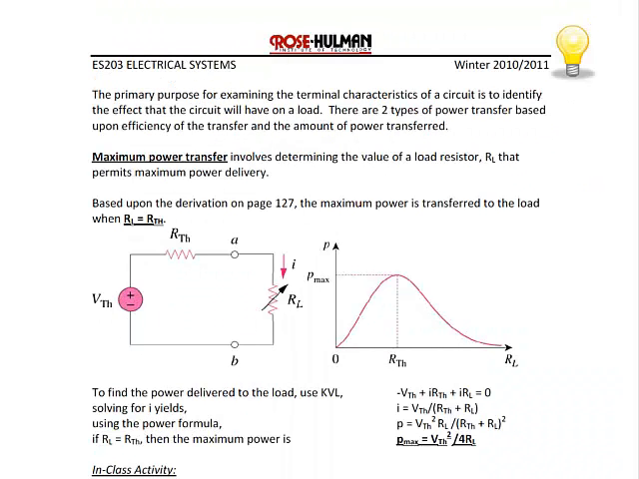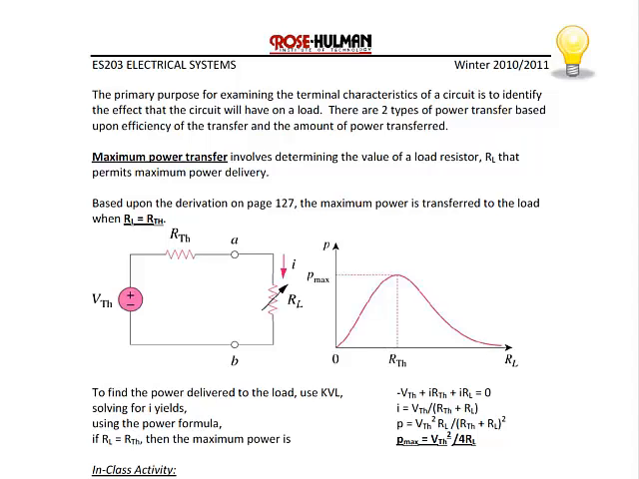So recall, the primary purpose for doing Thevenin and Norton equivalent circuits is because I'm more interested in the terminal characteristics of the circuit than what's going on inside the circuit. In other words, I want to know the voltage, the current, or the power delivered to a load that's attached to that circuit. This is called maximum power transfer, which involves determining the value of a load resistor that permits maximum power delivery.